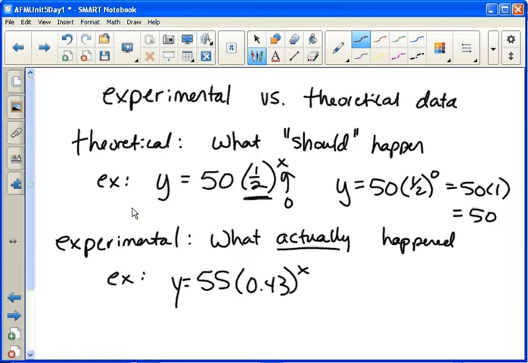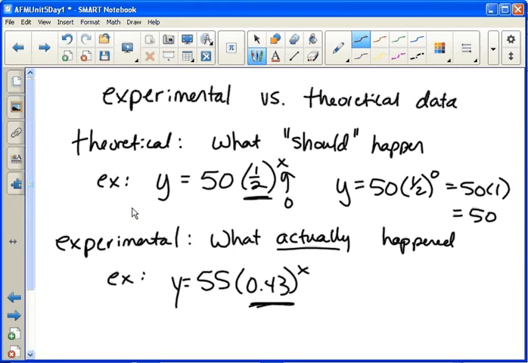That's what should happen. Experimental is what actually happened. Now, pennies over the long run are always going to give you 50%. It is always going to be 50% tails, 50% heads in the long run. But only flipping 50 of them, you're not exactly going to get 25 and 25 every time. It could be a lot different. So this was an example of something somebody actually got in class when we did an exponential regression. Okay, so they got 0.43.